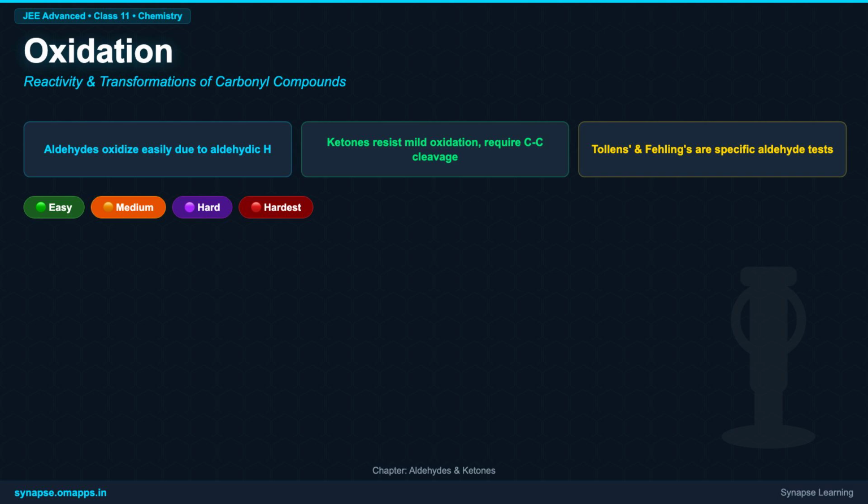Today, we are diving into a fascinating and fundamental topic, oxidation in aldehydes and ketones. This concept is crucial for your advanced preparation as it forms the basis of many organic reactions and synthesis pathways. We'll explore this topic across 4 levels: easy, medium, hard, and hardest, building your understanding step by step. Get ready to uncover the secrets of how these important organic compounds transform.